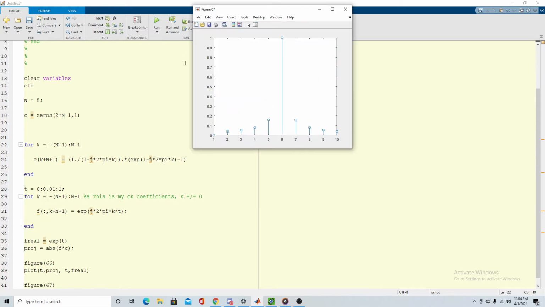Why is it saying 1, 2, 3, 4? Oh, I think I know what's going on. It's adding this point, but I don't want it to add that point. 4.